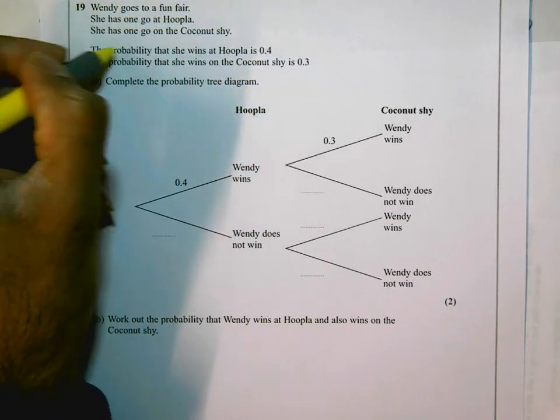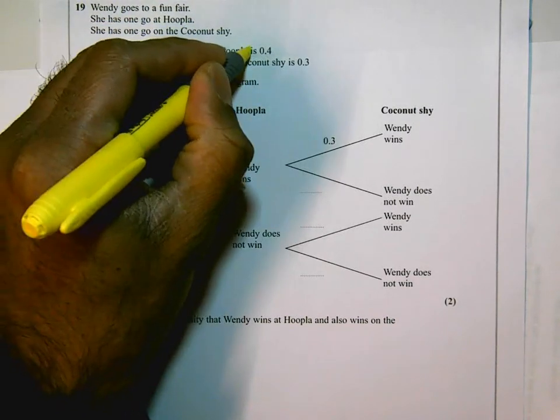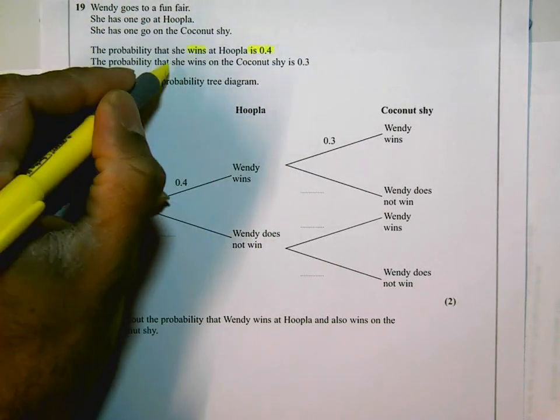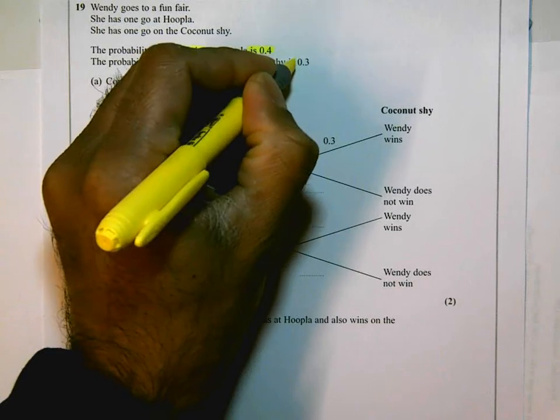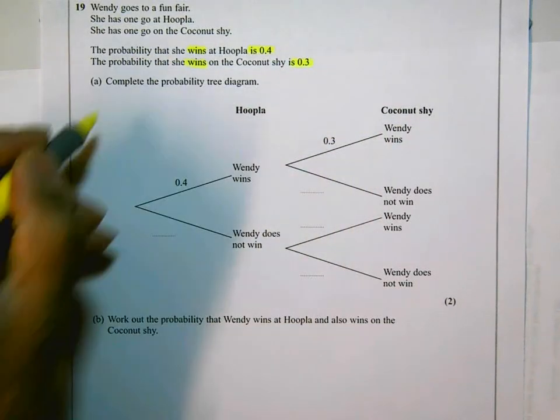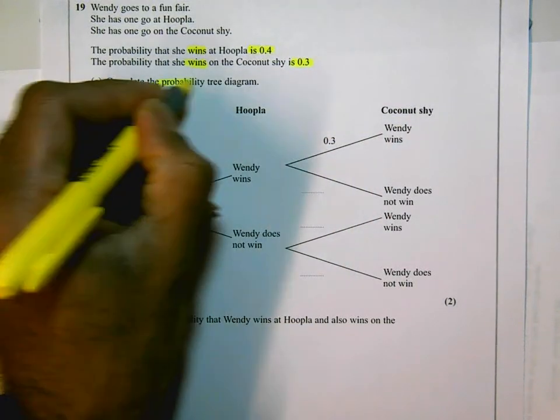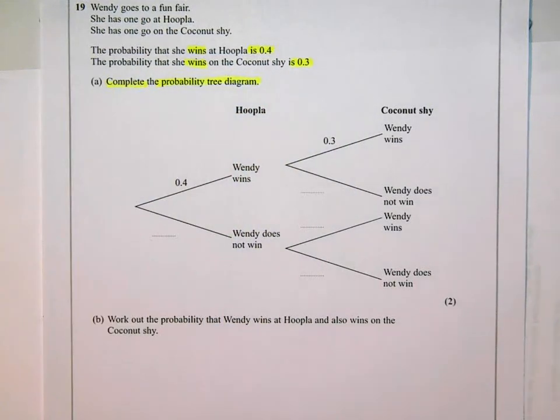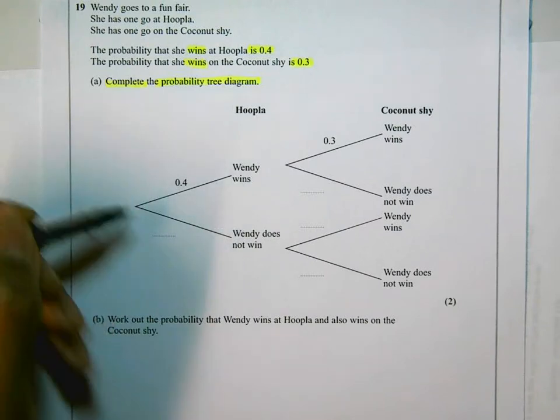The probability that she wins hoopla is 0.4. The probability that she wins at coconut shy is 0.3. Complete the probability tree diagram. So they want you to complete this diagram. I have to admit, this is a good question, and it's an easy question to pick up those 2 marks.